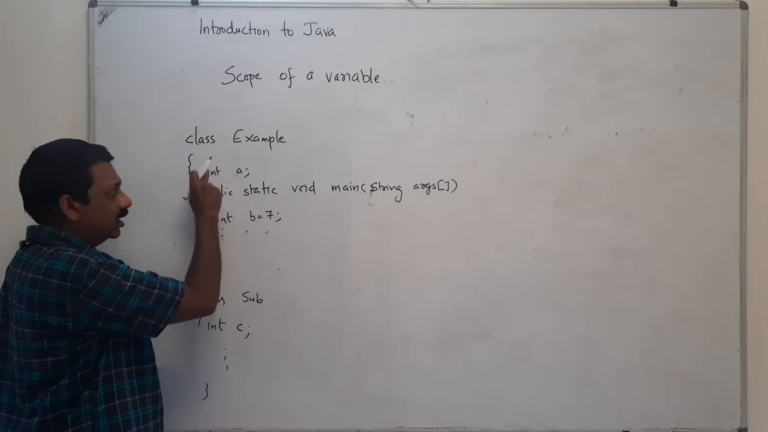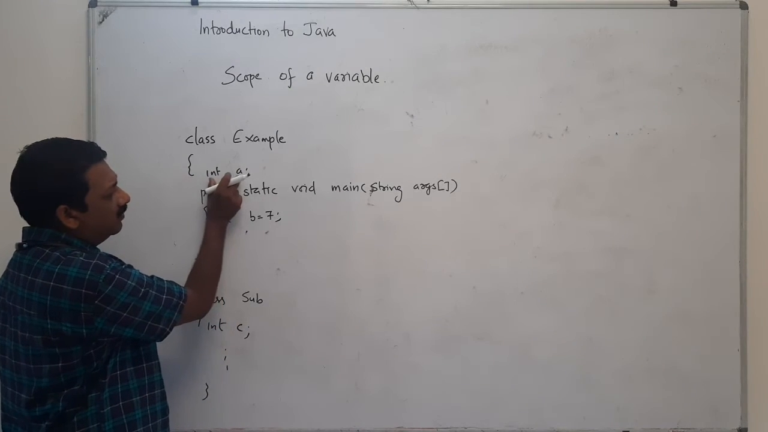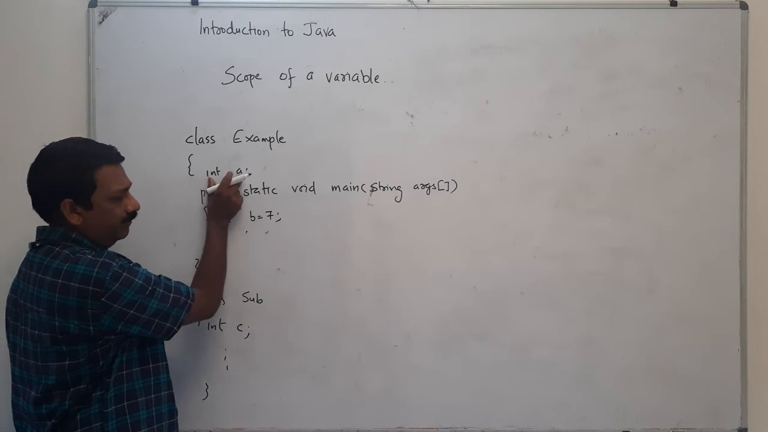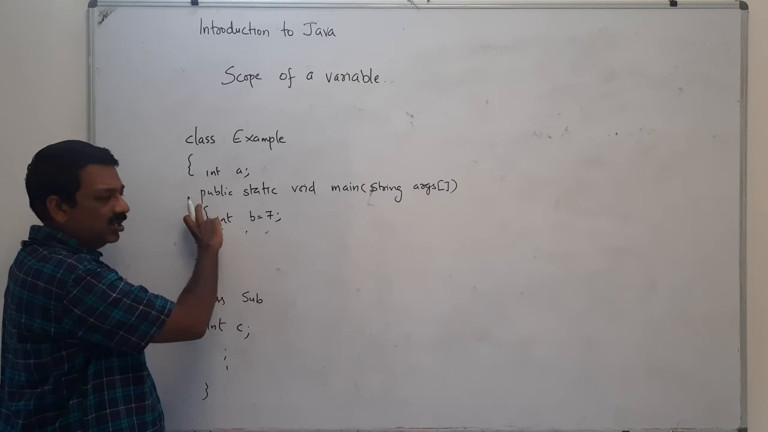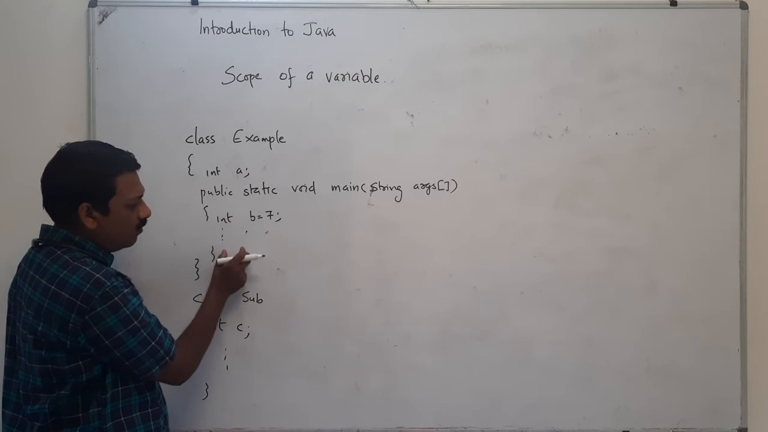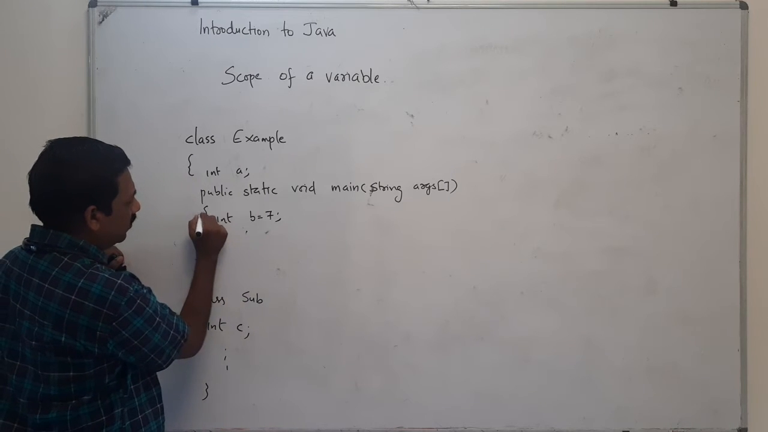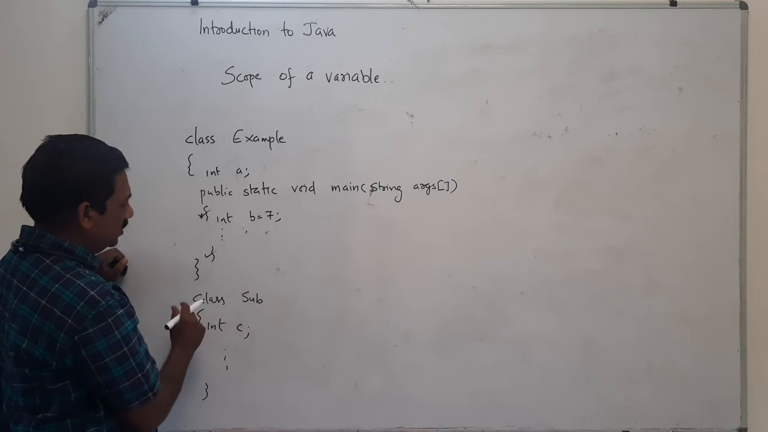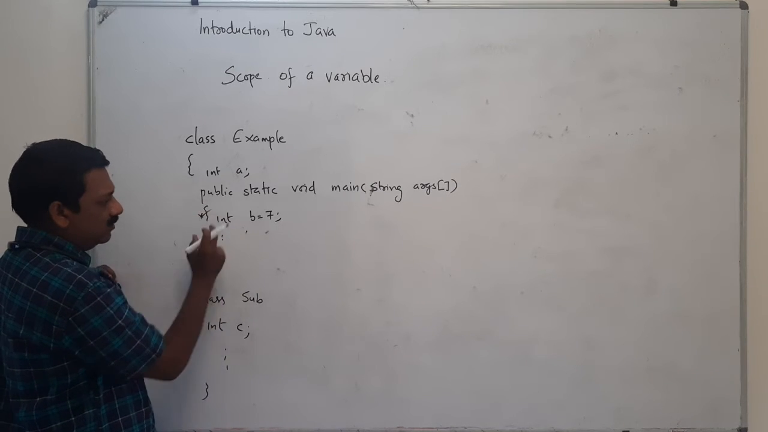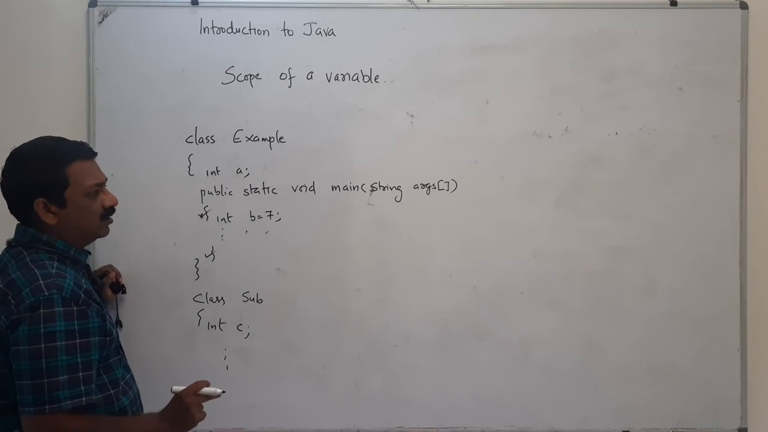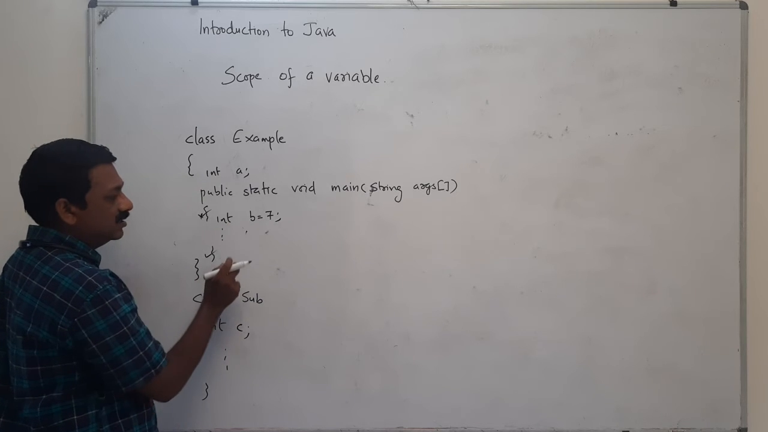In this object, that means from this class you can create another object, and in that object everywhere you can access this int a. But integer b, int b equal to 7, that is inside this function, and the scope of this variable b is limited to from this point to this point. That means outside this block, public static void main, this is a function, and inside that function only you can access this b equal to 7.